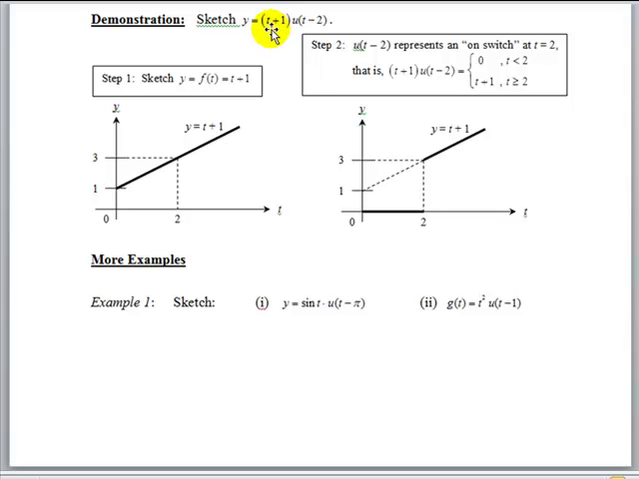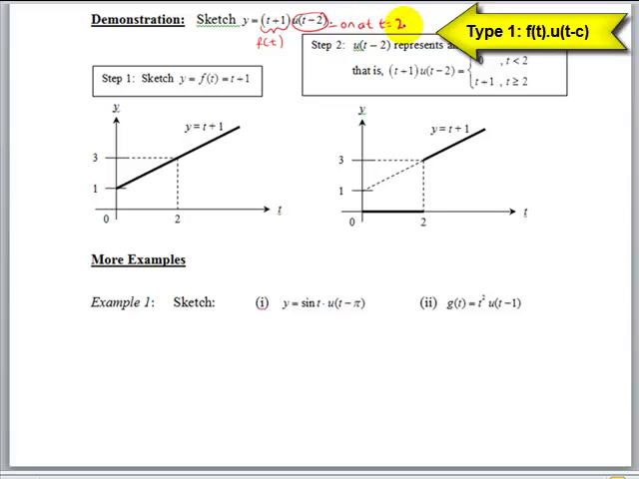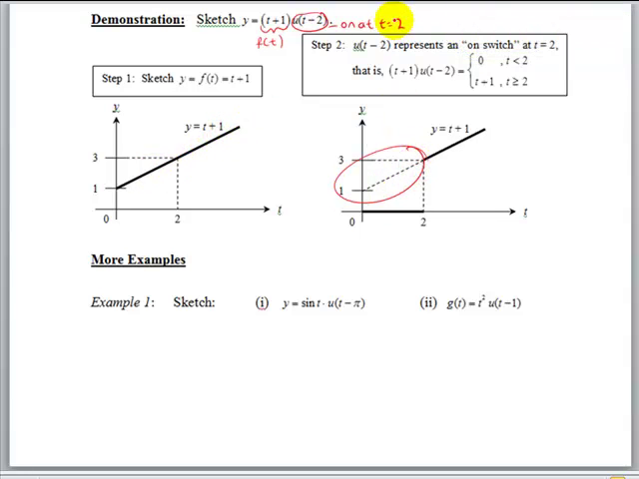What I have here: sketch y equals (t plus 1) u(t minus 2). So this looks like my original function signal, and this is the switch. If you look at the demonstration here, firstly, we draw the original signal function t plus 1. After which, chop off the front part because I will only switch on at t equals 2.